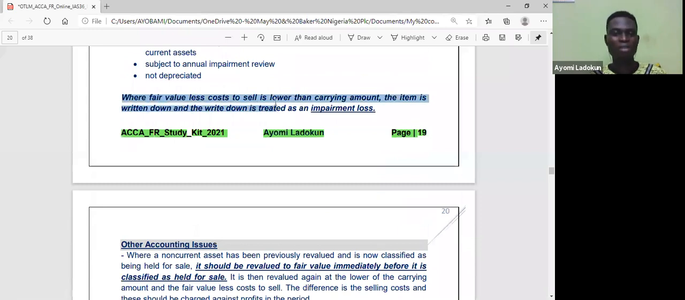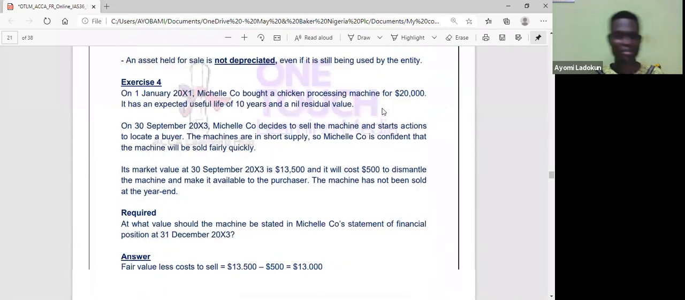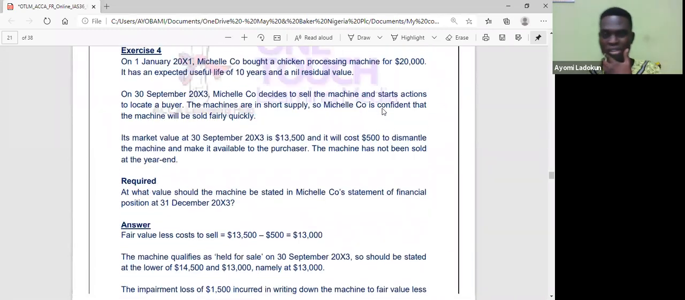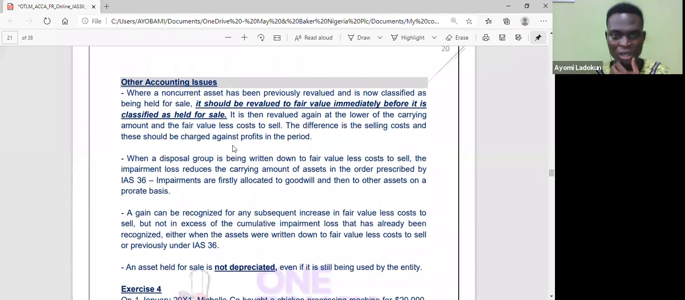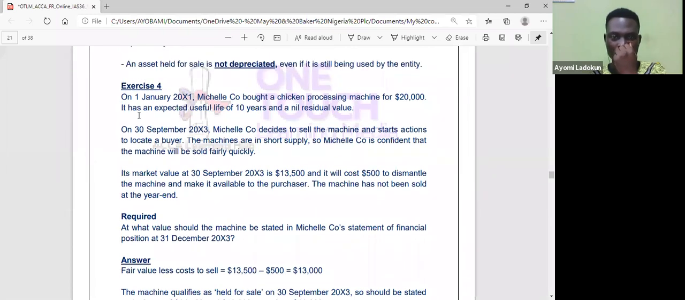So that's what this is saying. Where fair value less cost to sell is lower than the carrying amount, the item is written down and the write down is treated as impairment loss. Okay, so that's that. So let's now take a look at a question to demonstrate our understanding. I've actually explained all of this earlier. Now let's look at this question. It said on 1st January 2021, Mitchell Co. bought a chicken processing machine for $20,000.